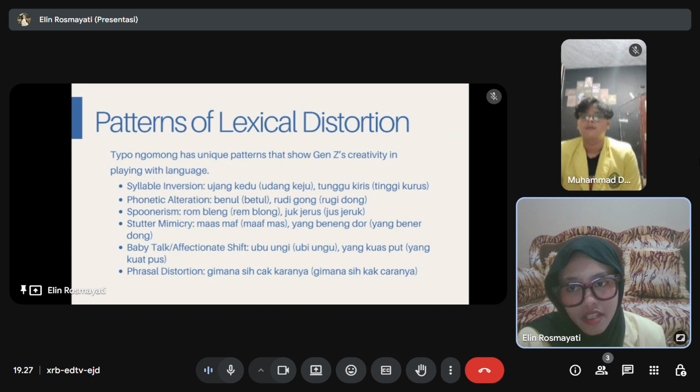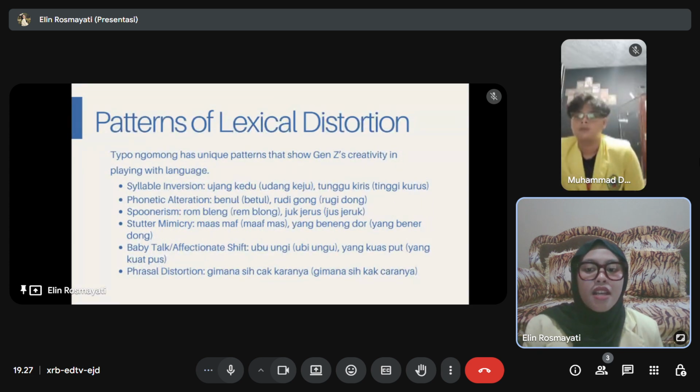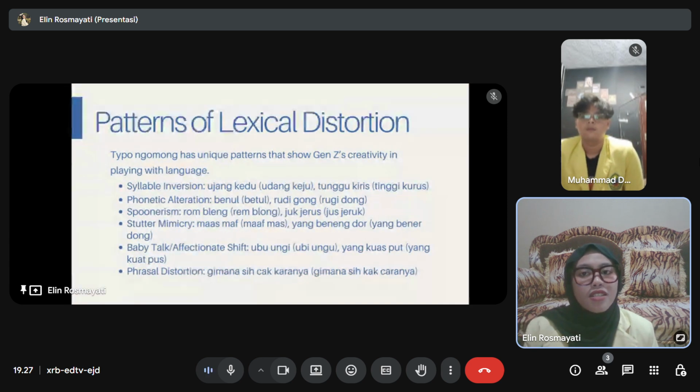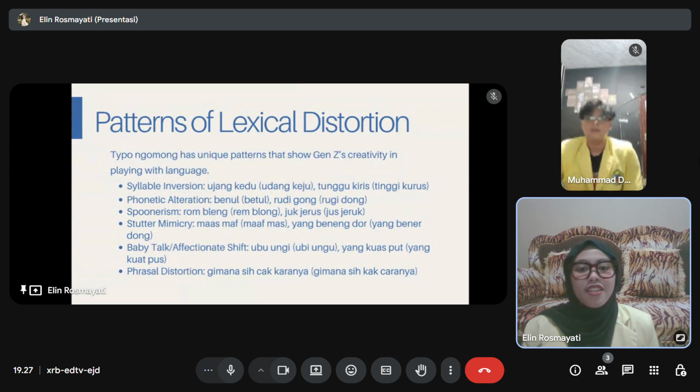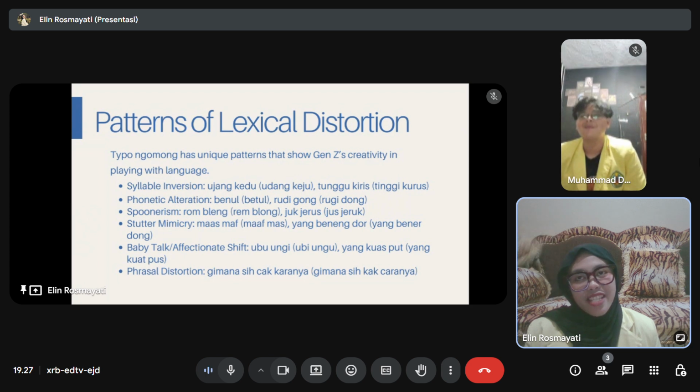And the next one is baby talk or affectionate shift. For the example, ubu ungi. It should be ubi ungu. And then the next one is yang kuas put. It should be yang kuat pus. For yang kuas put, the context is people talking to a cat, which in Indonesia we call pus, empus. People talking with a cat say yang kuat pus, but they say yang kuaspot, and we normalize it and make it into jokes.